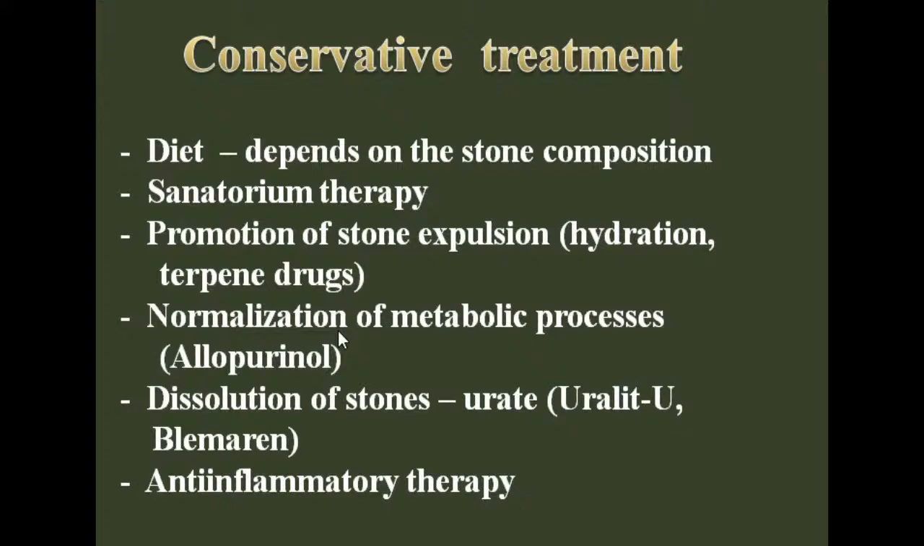And one of the most important, I didn't tell you, pH 4.5 to 5.5, acidic urine. In these cases, we can use such drugs as urolithium, blemaren. They lead to alkalization, but not only alkalization causes dissolution of stone. This mechanism is very complex, but you must remember that only urate stone we can dissolve.